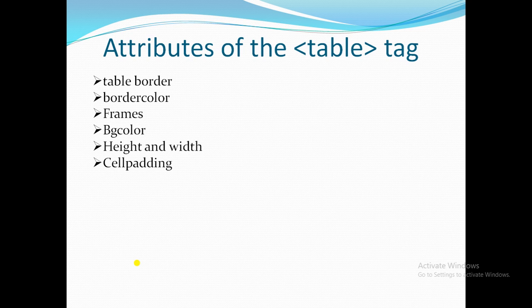So if you want a space between the border and the contents, then we'll use cell padding. So again we will give a value like cellpadding equal to 10 in double quotes. Next we have cell spacing. This attribute is used to adjust the space between two adjacent cells. So if you want to adjust between two cells, we will use cell spacing. If you want to adjust the space between the border and the content of a cell, then you will use cell padding.